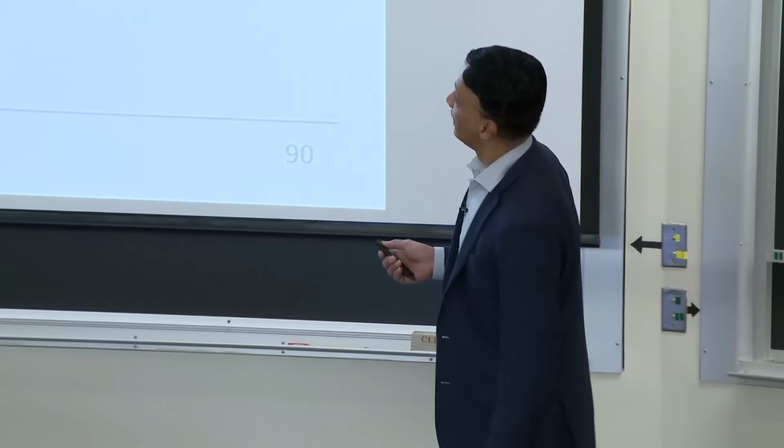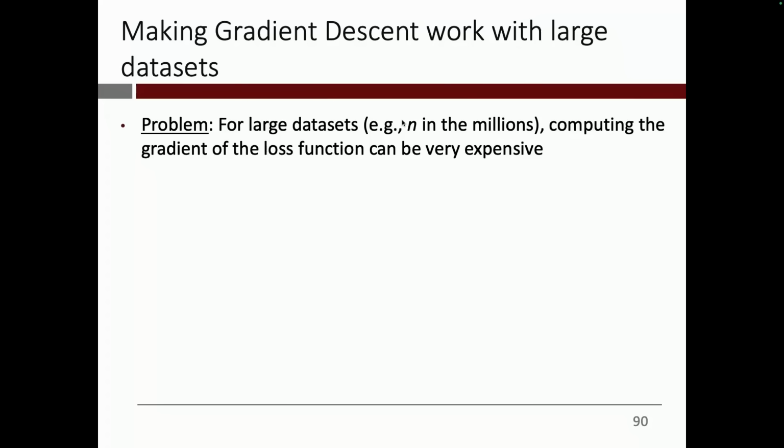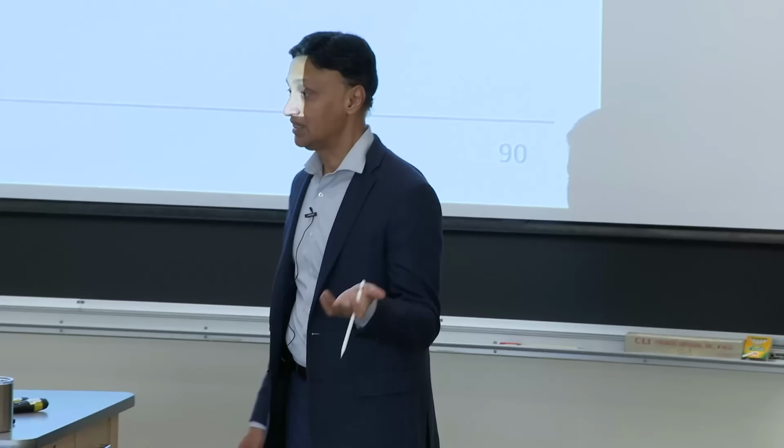OK, so for large data sets, computing the gradient of the loss function can be very expensive, right? Needless to say. Because it has to be done at every step, and the cardinality of the data set is really big, right? And you may have, I don't know, billions of parameters. It's just very, very tough to compute it, even with backprop.